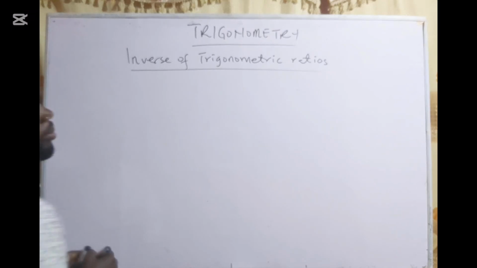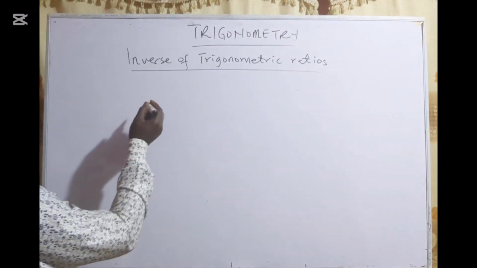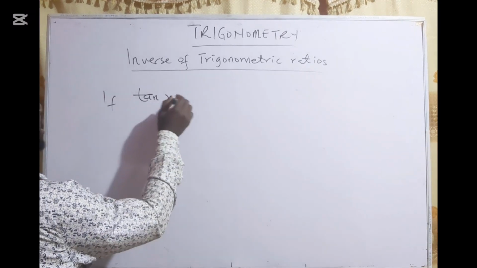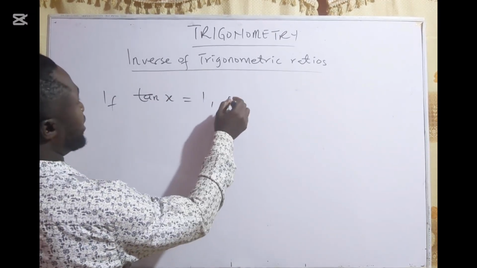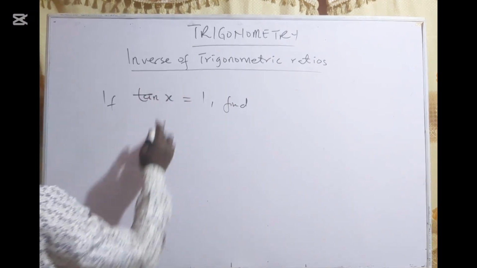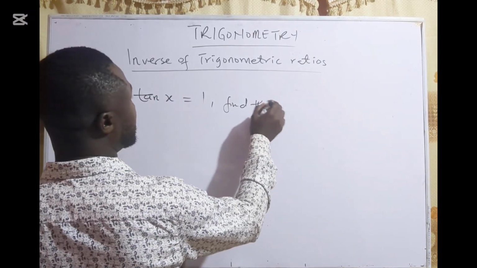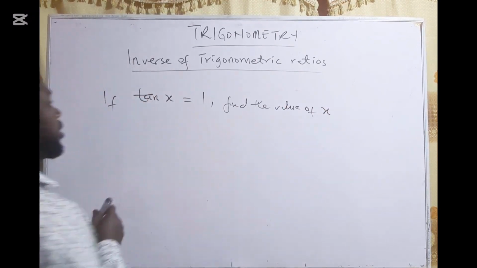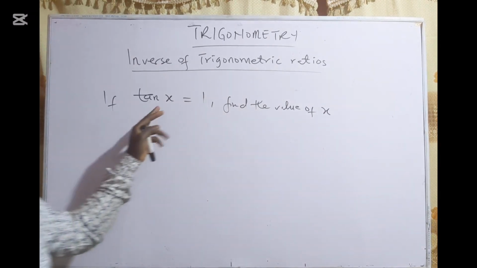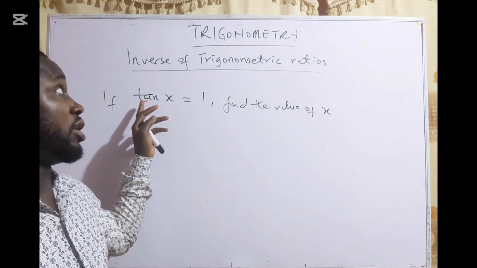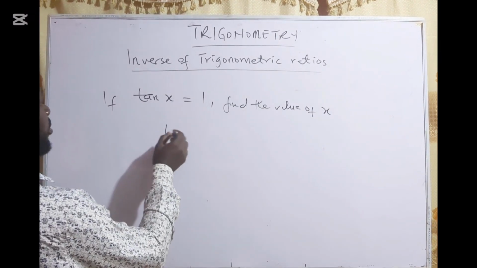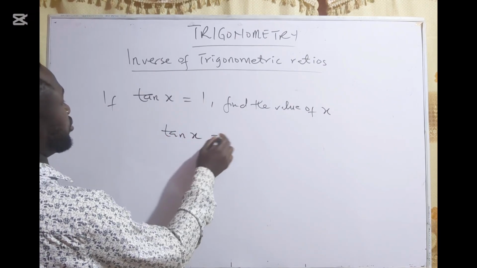Alright, so for instance, let's say I'm given: if tan x is equal to 1, find the value of x, which we know is an angle. So how do I find the value of the angle? So my tan x is equal to 1.